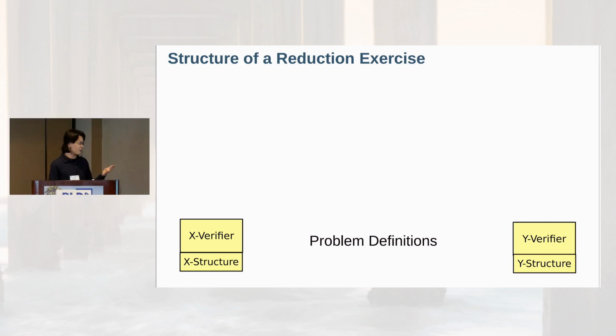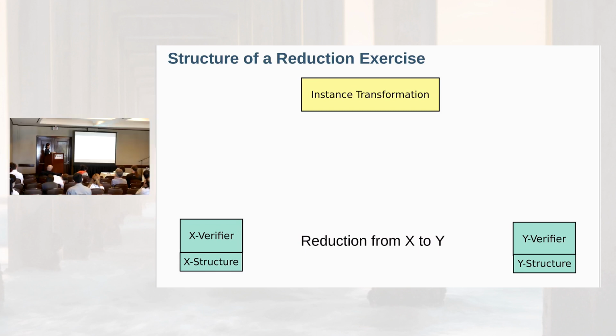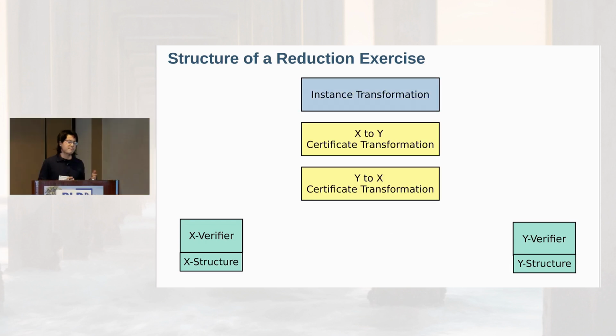And of course, there will be the verifier. After we have the problem definitions, the students start to define the actual reduction, which is the instance transformation function that maps the instance from one end to the other. As we have seen, not all instance transformations are correct.